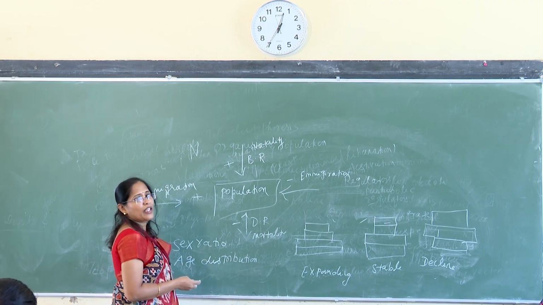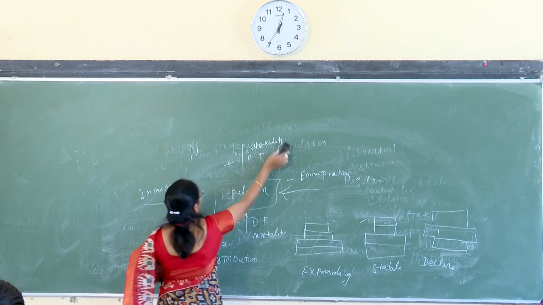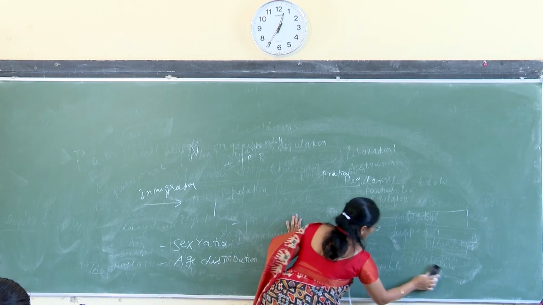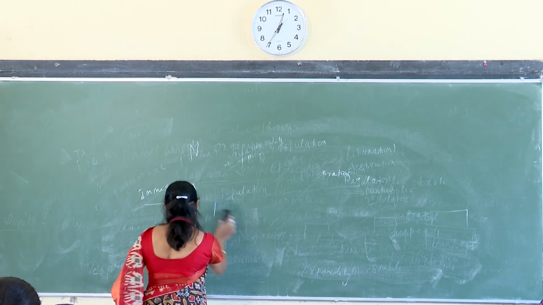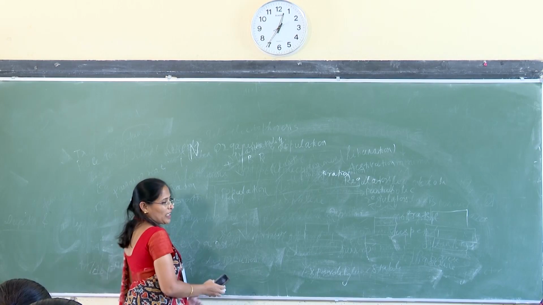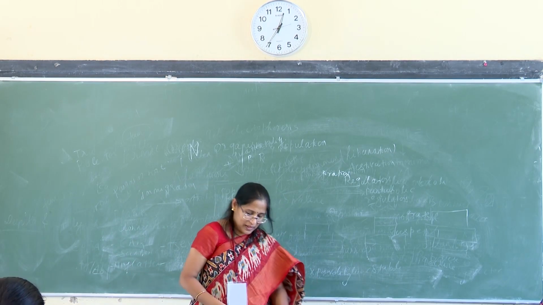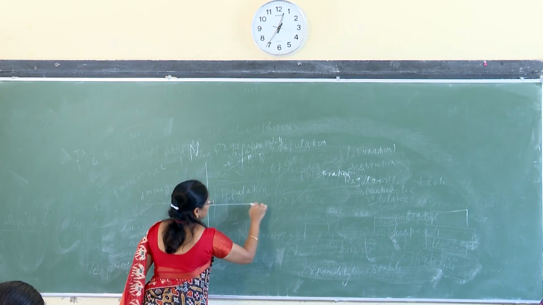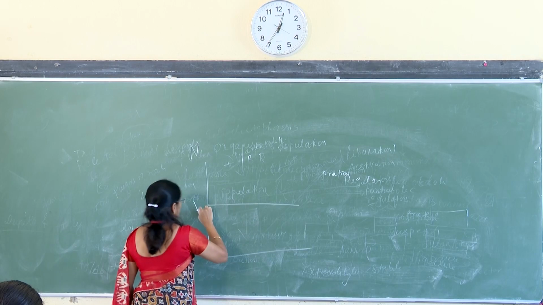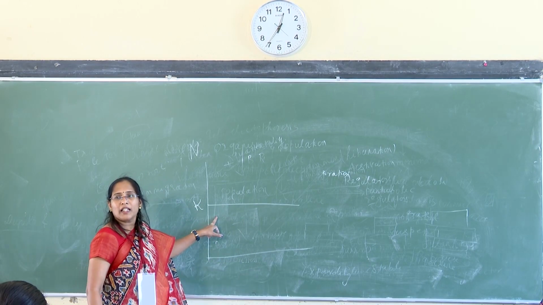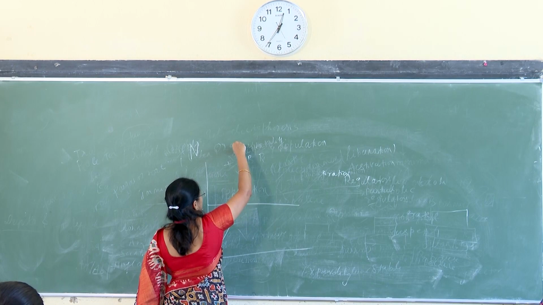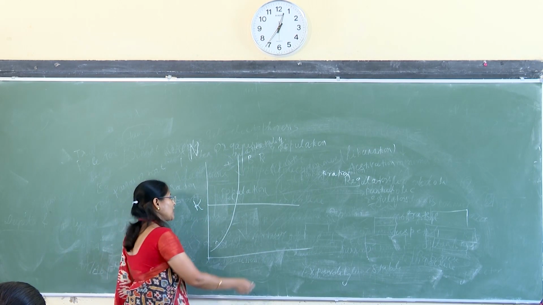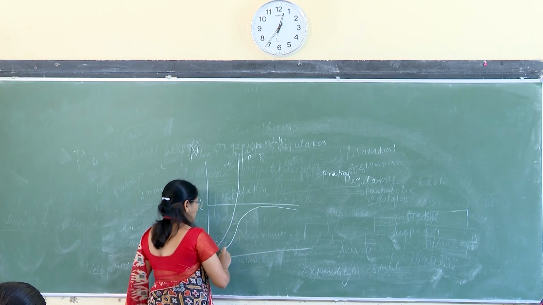Okay. So when we talk about population growth, what are the two types of curves that you get? Exponential curve and the other one? One is your J-shaped curve, and then you have your S-shaped curve. This is your K, carrying capacity.